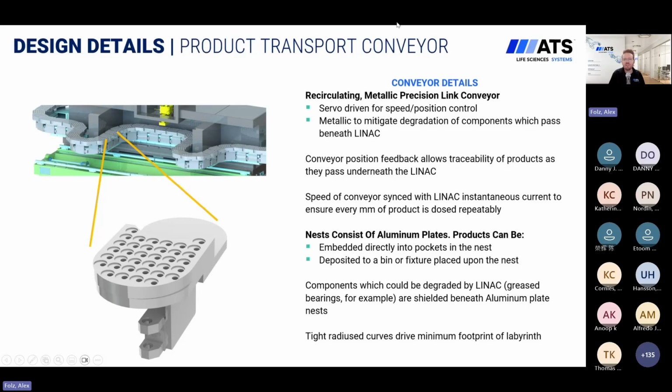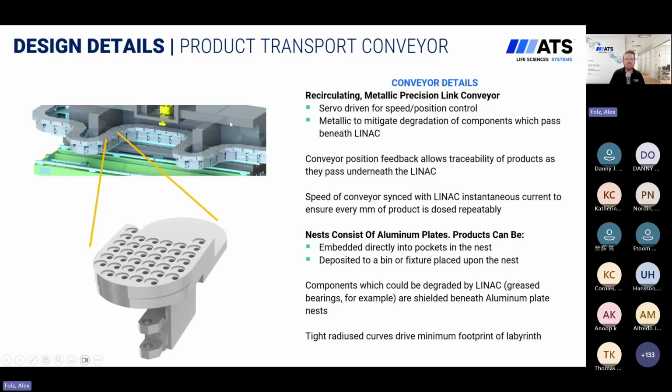So really what we've got here is a recirculating metallic precision link conveyor. You may have seen one of these in a lot of automation environments. I think the most common utilization of these precision link conveyors is a perfect carousel. We've got a little bit more twists and turns in it, again, needed for safety and shielding. This device is servo-driven for speed and position control, right? So we're getting really uniform passing of products beneath the linac, and it's also metallic to mitigate degradation of components which pass beneath the linac repeatedly, right?